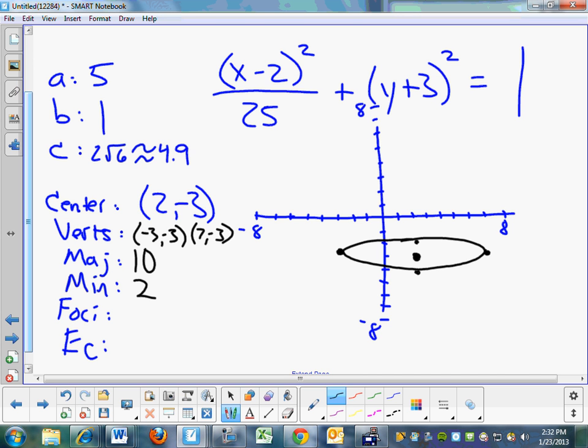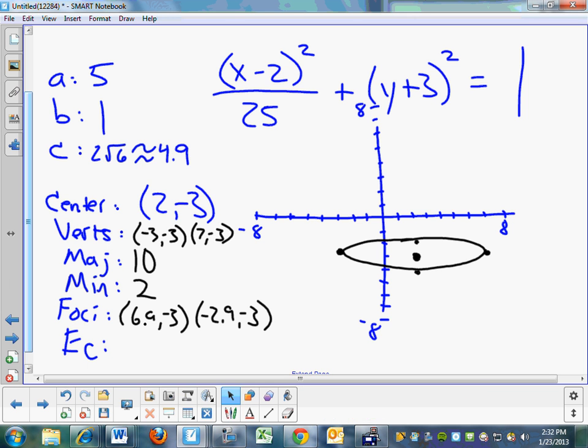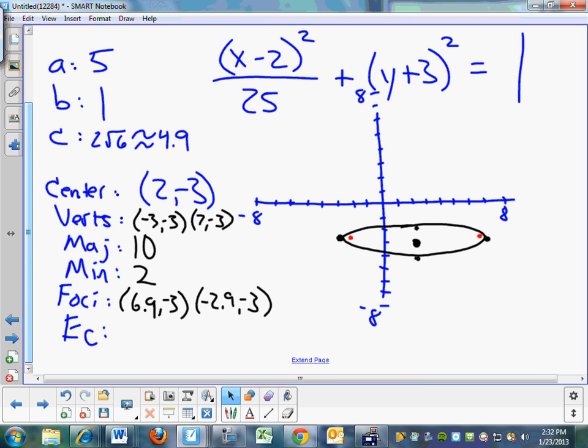The foci will be 4.9 units in the direction that it's stretched. So if I go 4.9 onto 2, I get 6.9, -3. And if I go the other direction, I get -2.9, -3. So if I just go in each direction from there, I'm going to end up just about a 1/10 short from each spot. Before I do eccentricity, any questions how I got those 4? Or 5? 1, 2, 3, 4, 5.